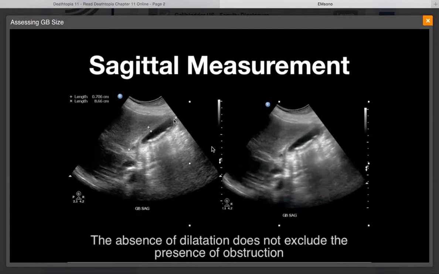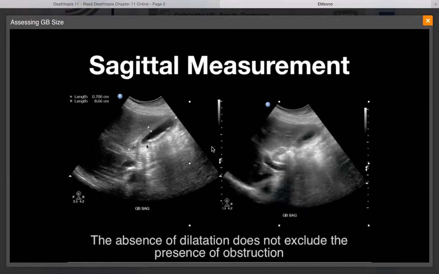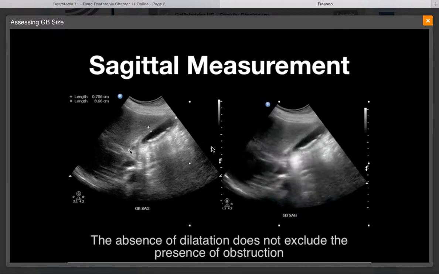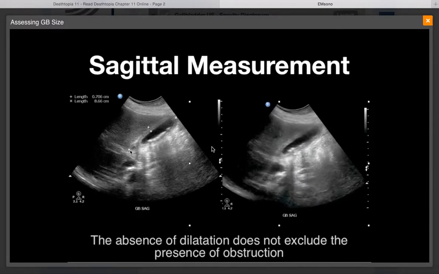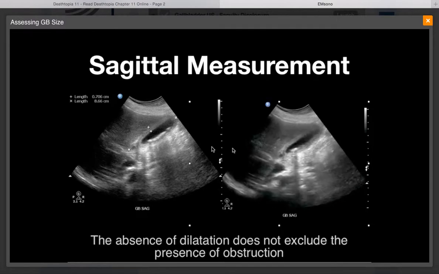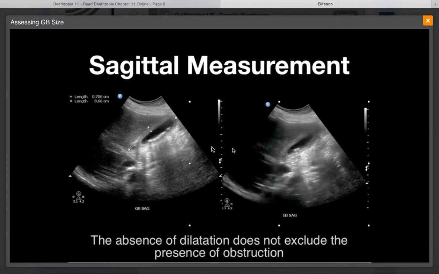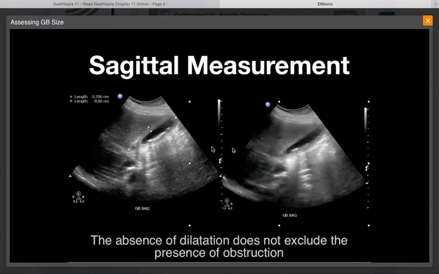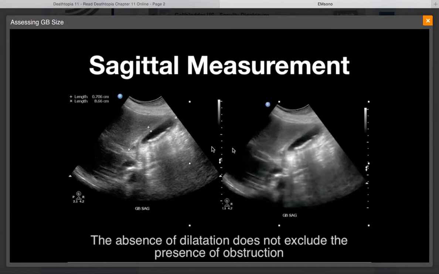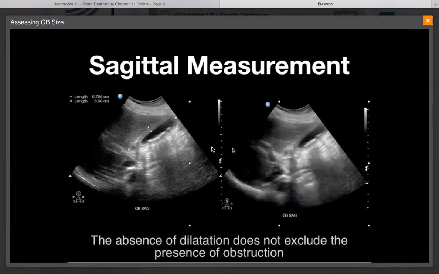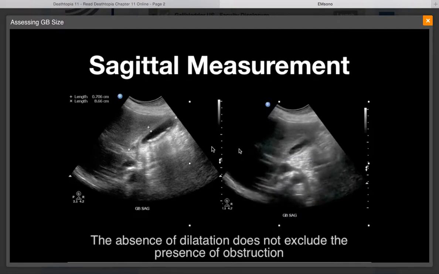The gallbladder here has a normal sagittal length. It measures 8.66 centimeters, which is less than the upper limit of normal of 10 centimeters. This patient was found on further scanning to have 2 obstructing stones in the common bile duct with evidence of both intra and extrahepatic ductal dilatation. So the take-home point here is that normal measurements do not exclude the presence of pathologic obstruction.